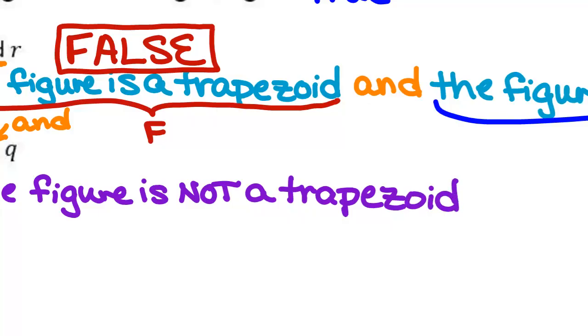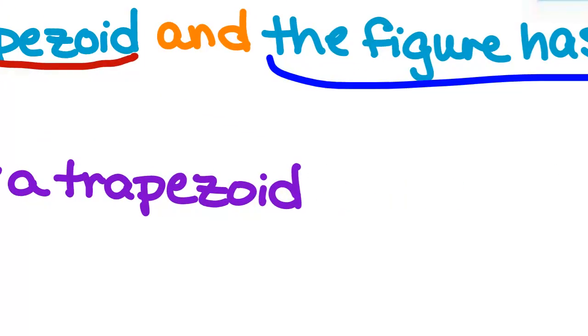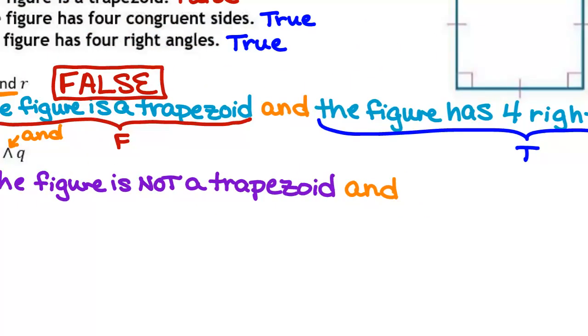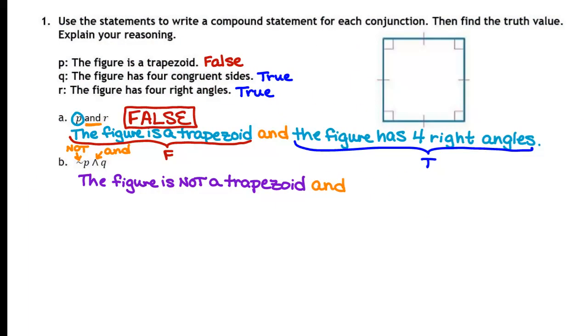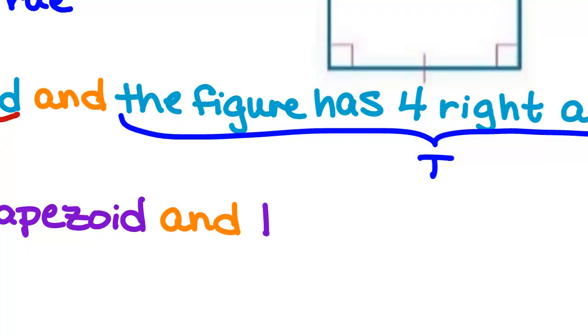And then that next symbol after not P means and. So we have and here. And then we need statement Q. What was statement Q? The figure has 4 congruent sides.